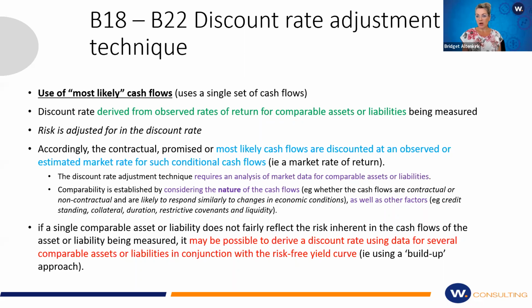So in other words, you may start off with a bland generic market interest rate, and then you make certain adjustments to that rate to take into account characteristics of that particular asset or liability. Then you would take those estimated cash flows and you discount them at this adjusted rate of return. So obviously this is going to require the entity to go and analyze market data to determine, are there similar assets or liabilities, the nature of the cash flows of this particular asset, etc., as well as other factors, to make certain adjustments then to that discount rate.